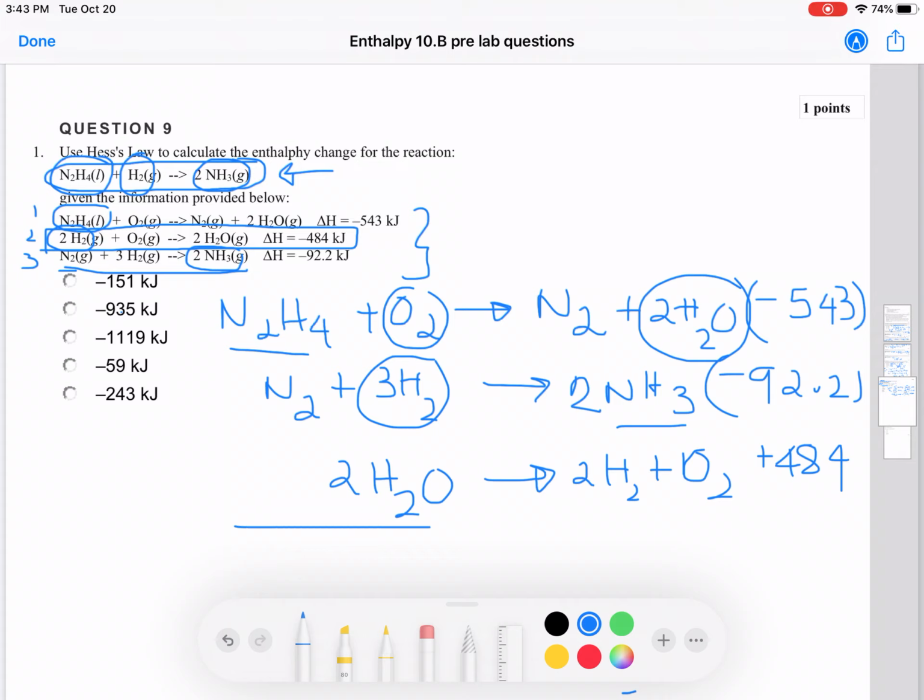Now let's see, when you add these 3 equations together, if we can produce our target equation. So here we have 1 oxygen on the left side, 1 oxygen on the right side. It cancelled.